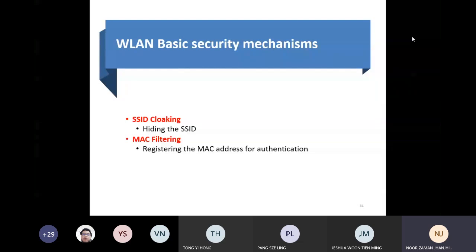So the mechanisms are SSID blocking, where we hide the SSID. What is the SSID? That is actually the description or the name of your access point. We can use MAC filtering, registering the MAC addresses of the authenticated devices, so we just allow them to access our network, not the others.